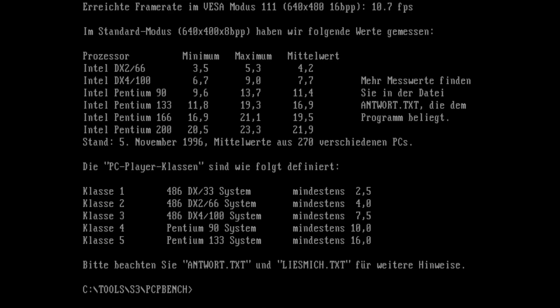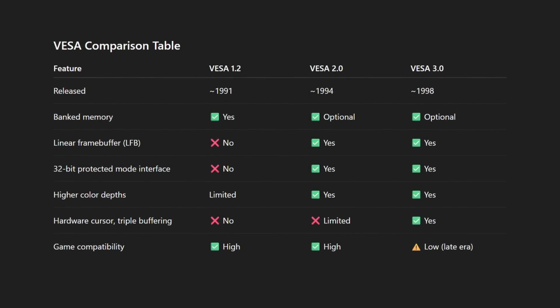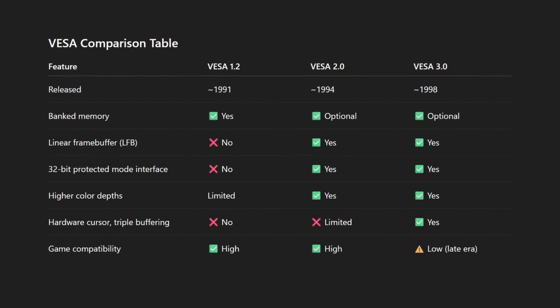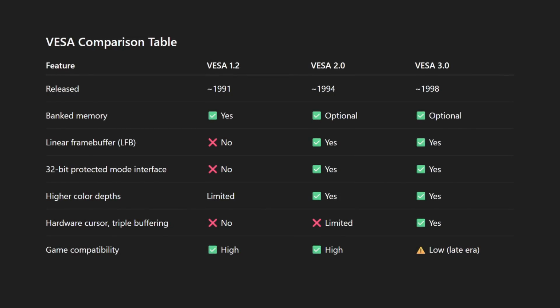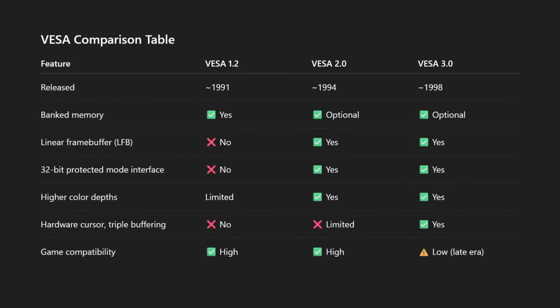Yeah, great, we have a standardized list that game developers could use as a reference. But is there more than just a standardization to VBE 1.2? Well, yes, there is. Now, here I have a list of VESA versions with their most important features. VESA 1.2 was released in 1991, VESA 2.0 in 1994, and VESA 3.0 in 1998.